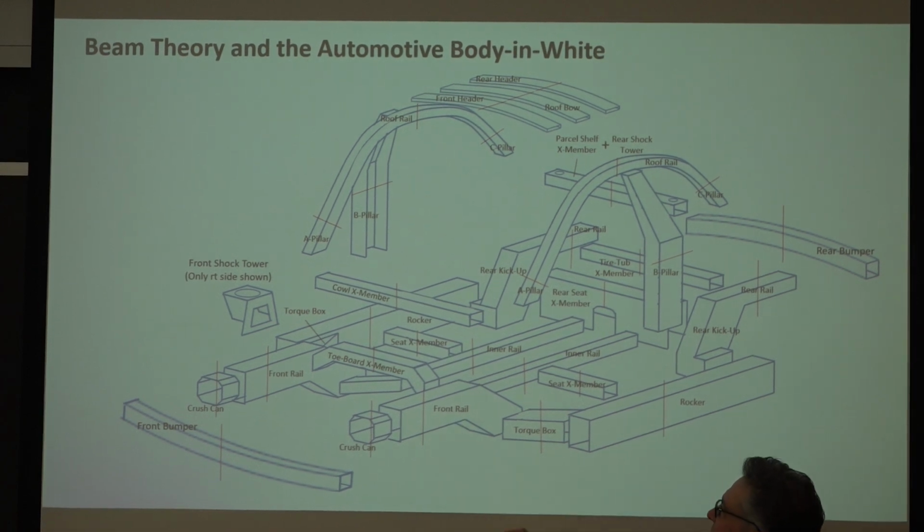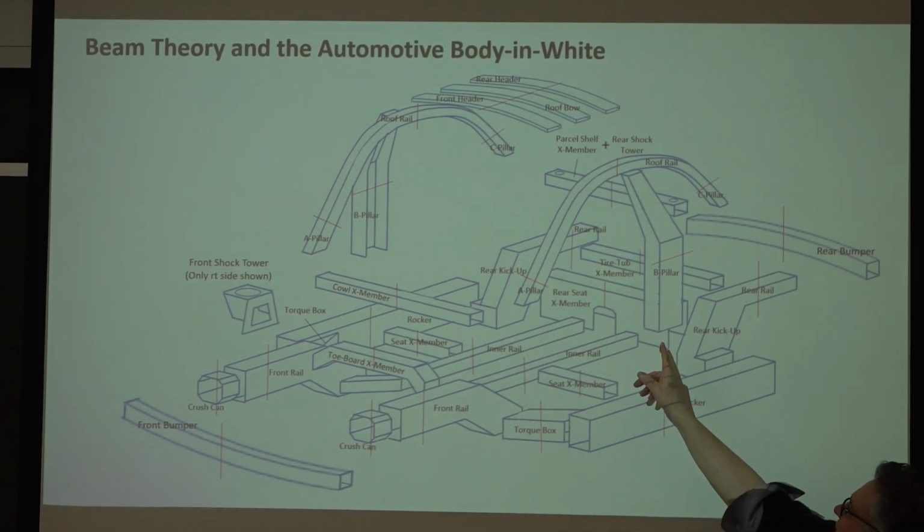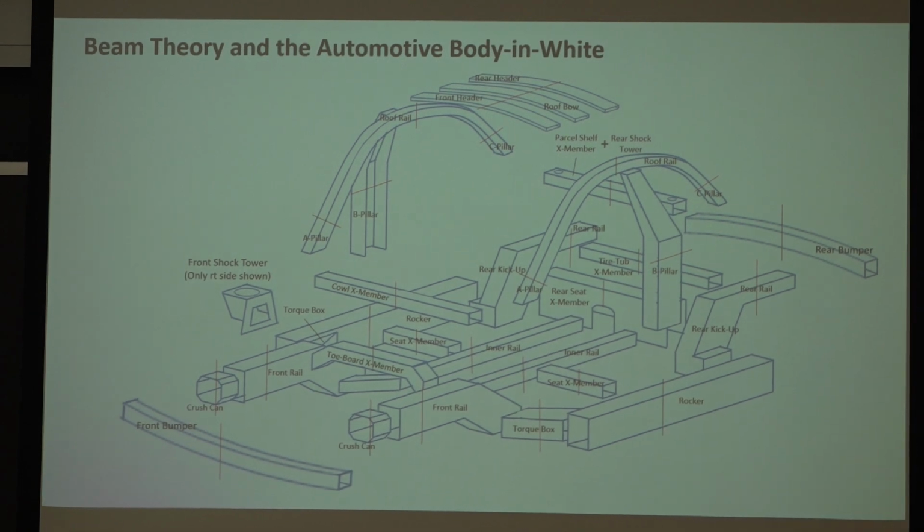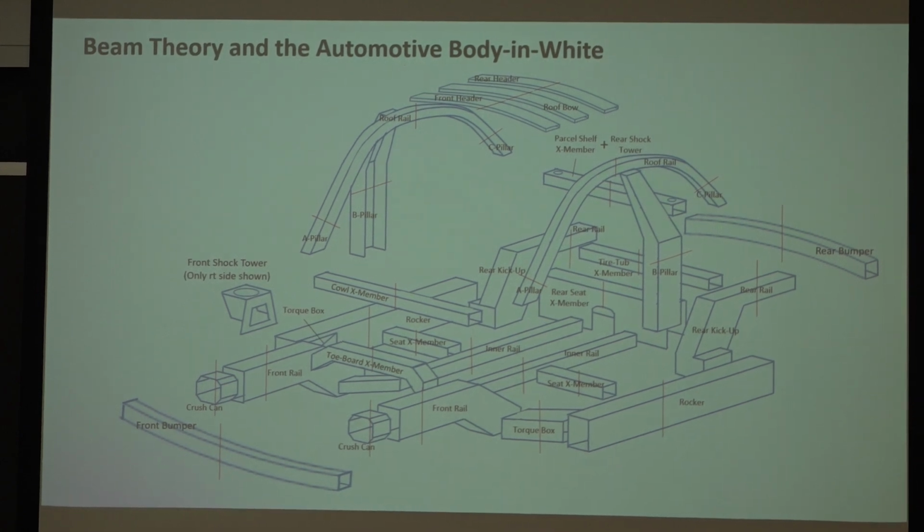You've got rails, inner and outer rails. You've got different pillars. The A pillar is the one that's sort of right when you're looking out the front of the car. When you're driving, it's right up there. You can touch it with your hand as you look forward. There's the B pillar and the C pillar, the rear bumper.